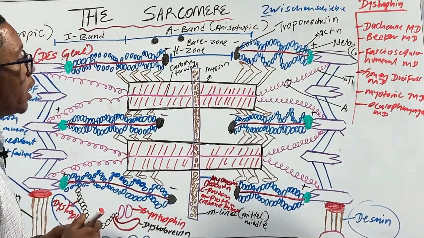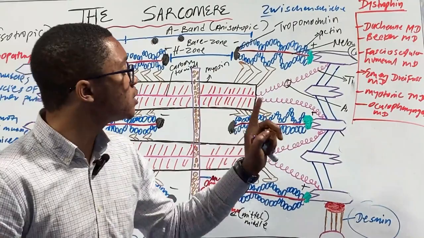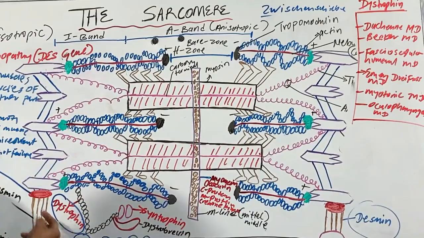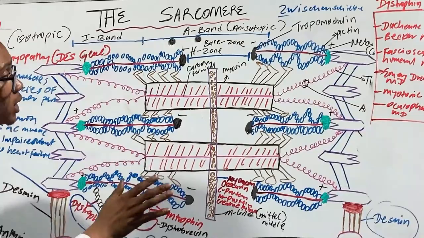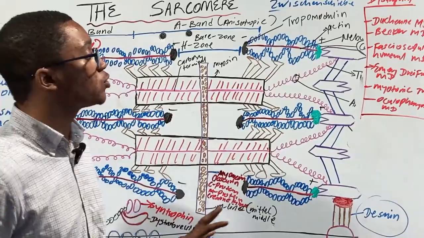Duchenne muscular dystrophy is very, very severe. You know why it's severe? It is severe because dystrophin is totally absent in this patient. The gene that actually codes for it is defective. There's a mutation, so dystrophin is not produced at all. There's a total absence of dystrophin. Let me just write it here.